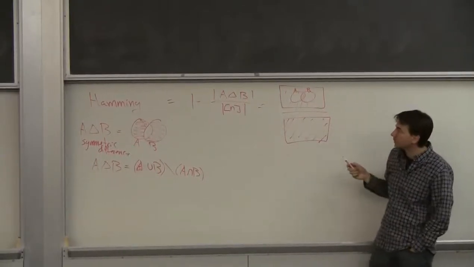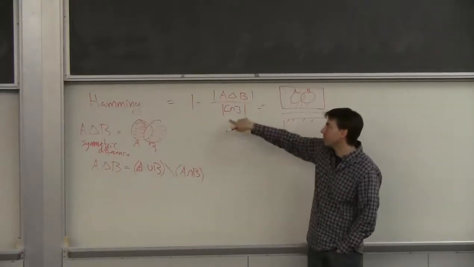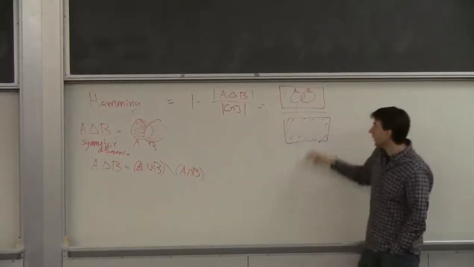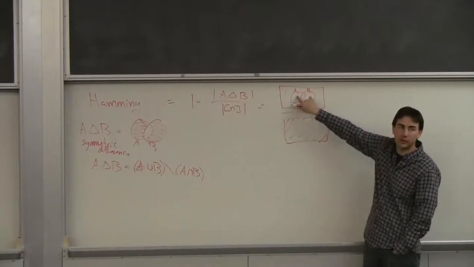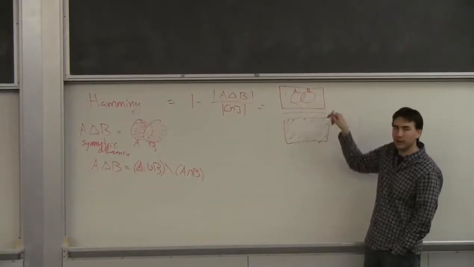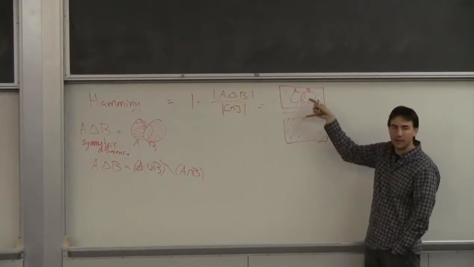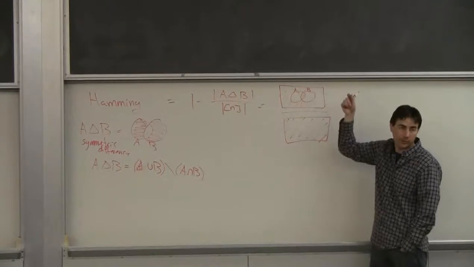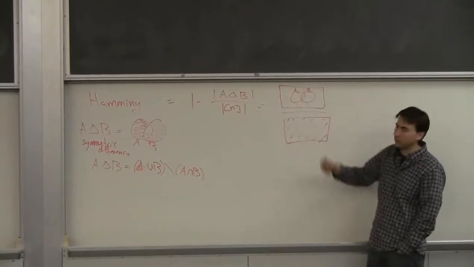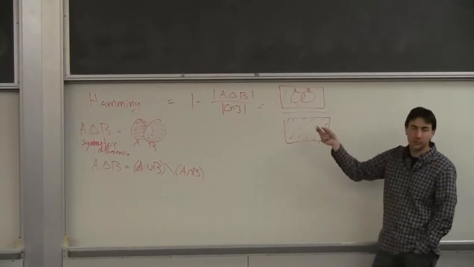Okay, and the Hamming distance is 1 minus this, which is only this part, and that's looking at the number of things which are different between the two sets. If they don't have an element, that's the same. They have something in common, that's the same. The symmetric difference here is the part that's different between the two sets. So this is the Hamming similarity.